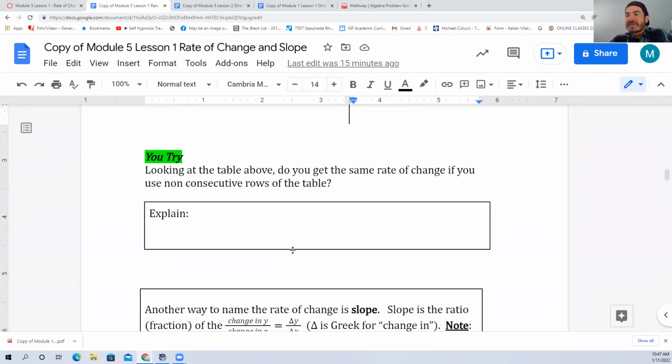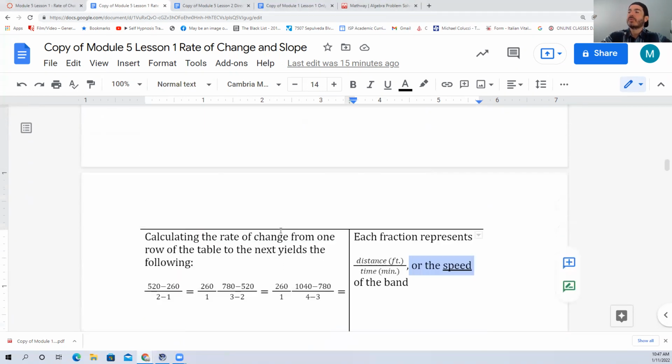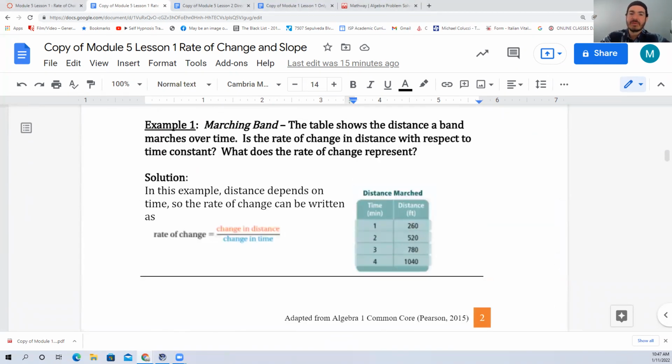You try. Looking at the table above, I'm assuming they're talking about the marching band. Do you get the same rate of change if you use non-consecutive rows of the table? All right, so first of all, what they mean by non-consecutive rows, what they would have meant if they had said consecutive rows, is the row right after it, right? So this row, the time 2 is consecutive with 1, 3, 4. So by non-consecutive, they mean what would happen if we skip down a row?